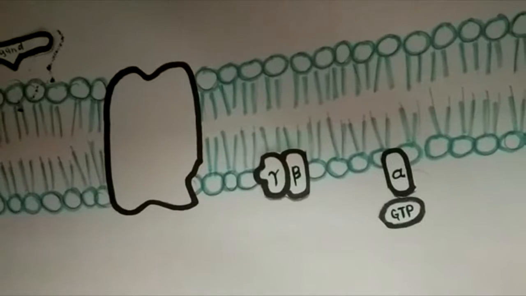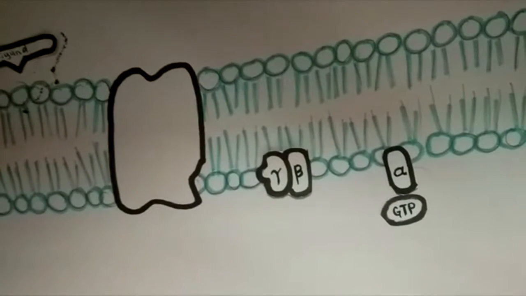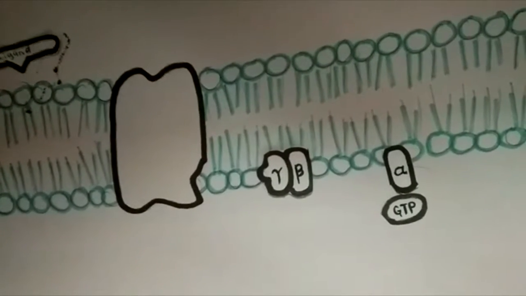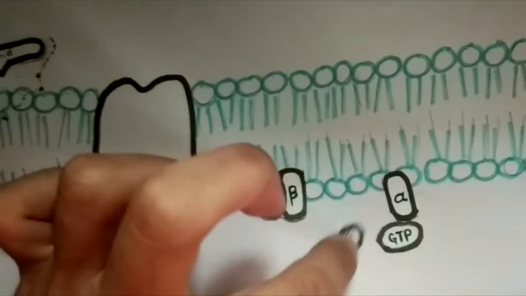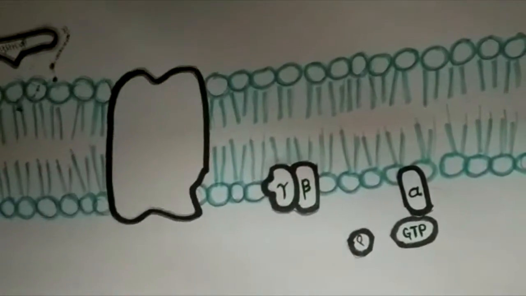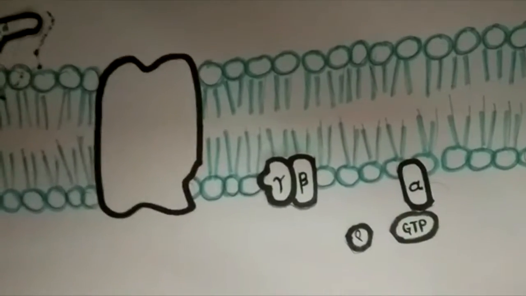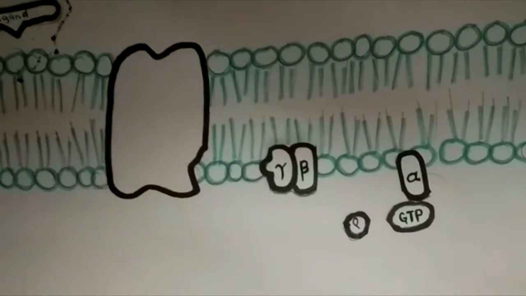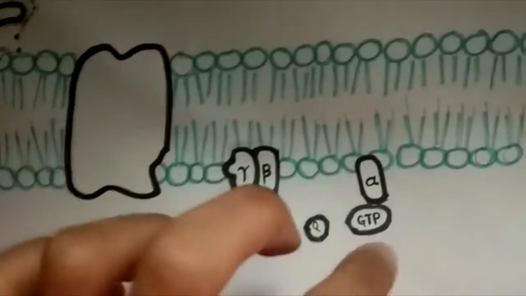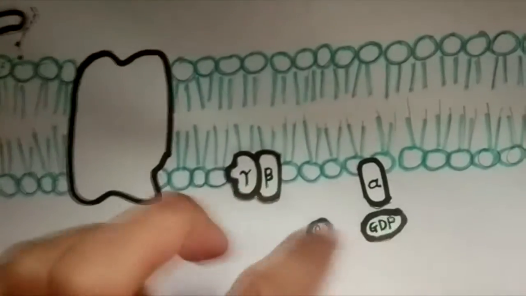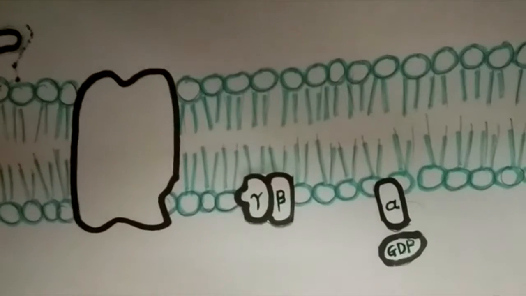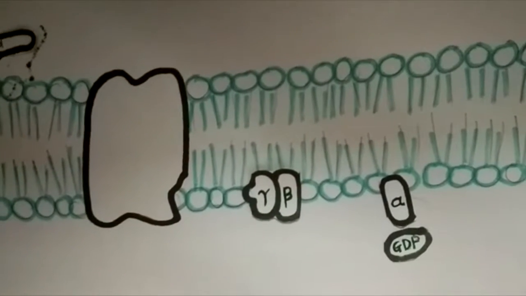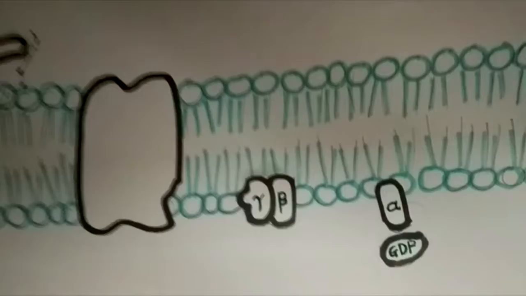Inactivation of the alpha subunit occurs when its own phosphorylase activity removes a phosphate from guanosine triphosphate, leaving guanosine diphosphate bound to the subunit. The G protein subunits then recombine and attach to the receptor in the cell membrane.